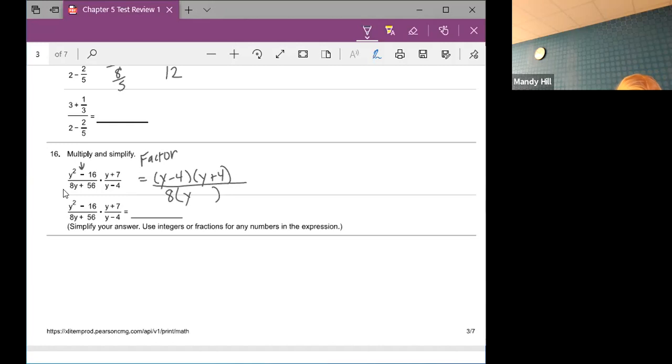And 56 divided by 8 is 7, so y plus 7. Okay, and then on the top here, I've got y plus 7 over y minus 4. There's not anything I can do to those. This one turns out pretty easy because we can cancel out our y plus 7s. We can cancel out our y minus 4s, and we are left with y plus 4 over 8. Those are the only things that are left.